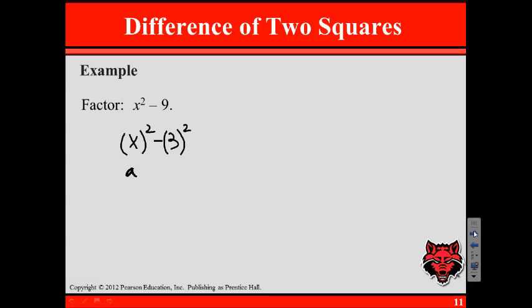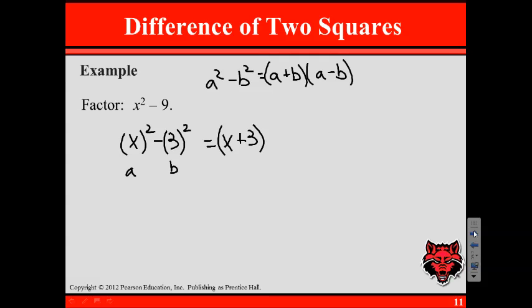So x takes the place of a in our formula, 3 takes the place of b. And remember, the formula said a squared minus b squared equals a plus b times a minus b. So we fill in the right side of the formula. A takes the place of x, 3 takes the place of b. So we get x plus 3, x minus 3.